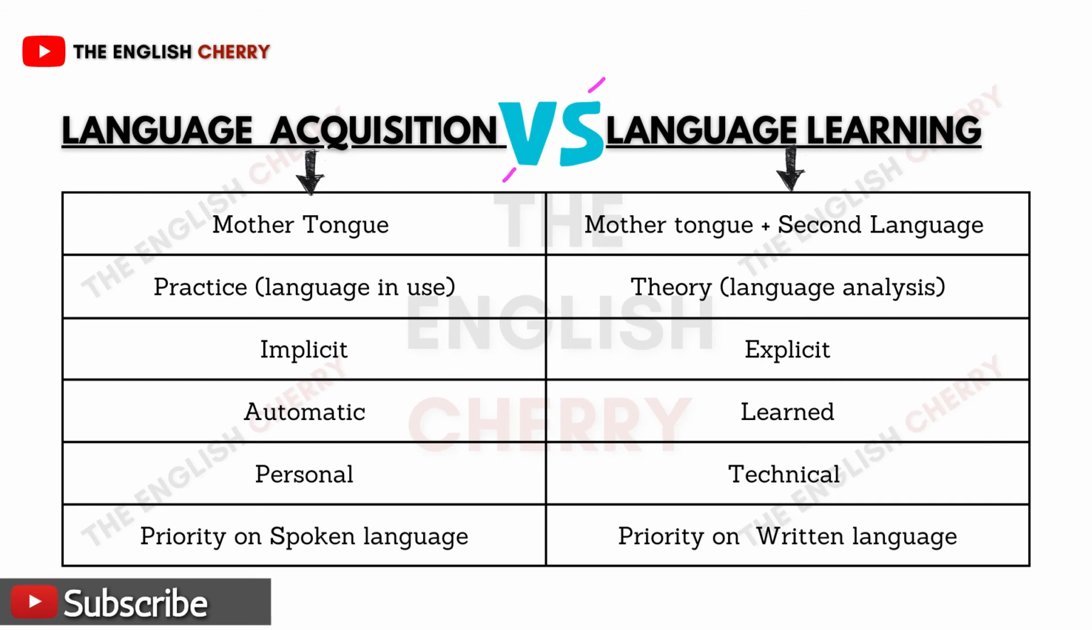And from this discussion, we can say that language acquisition is automatic and where priority is given to spoken language. On the other side, language learning is learned, technical, and where priority is given to written language.